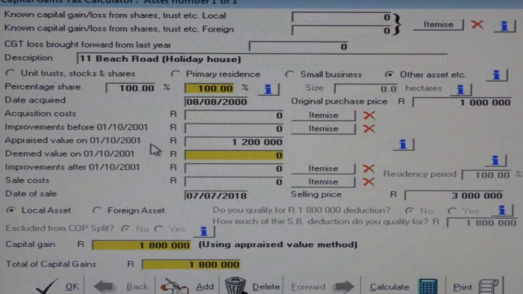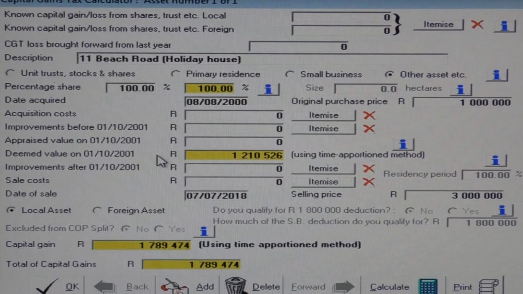What if we did not have the property valued on 1st of October 2001? Well, then we have to use what SARS calls the time apportioned base cost or TAB method to work out a deemed value or base cost on 1st of October 2001. Using the formulas in paragraph 30 of the 8th schedule to work out the time apportioned base cost can be very difficult, but let's have a look at some simple examples we can work out manually.